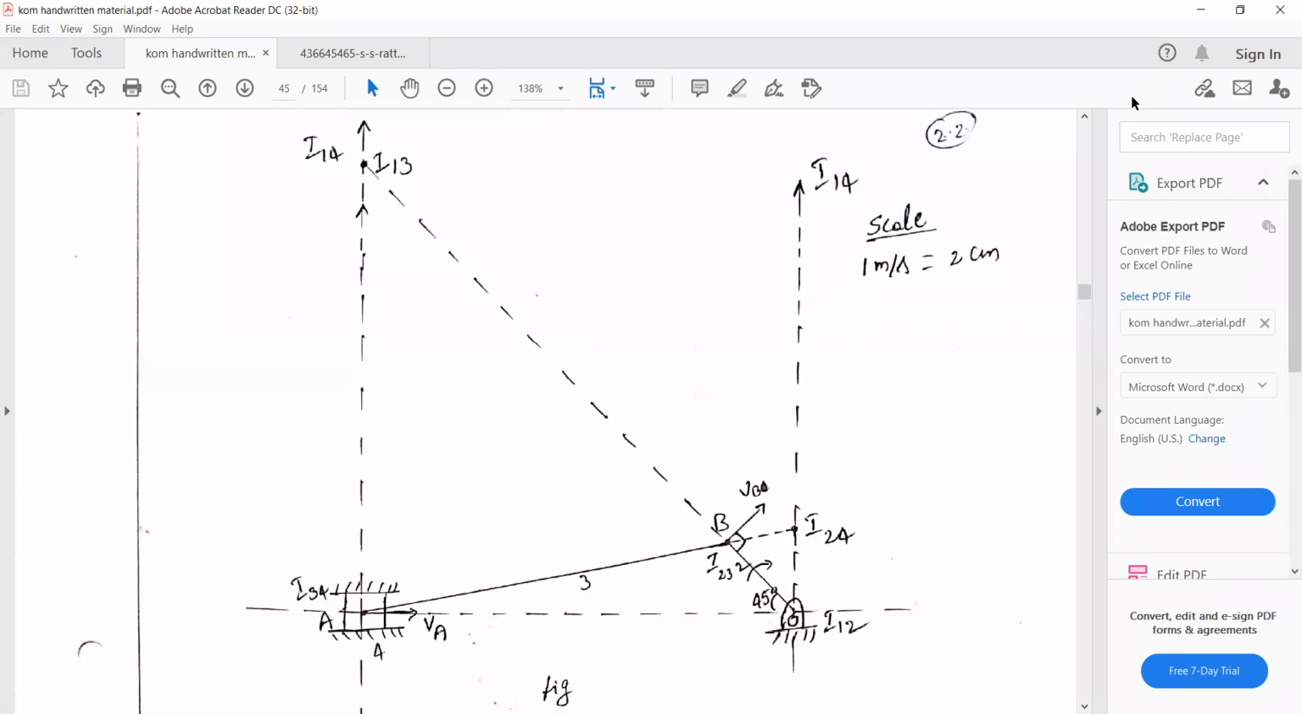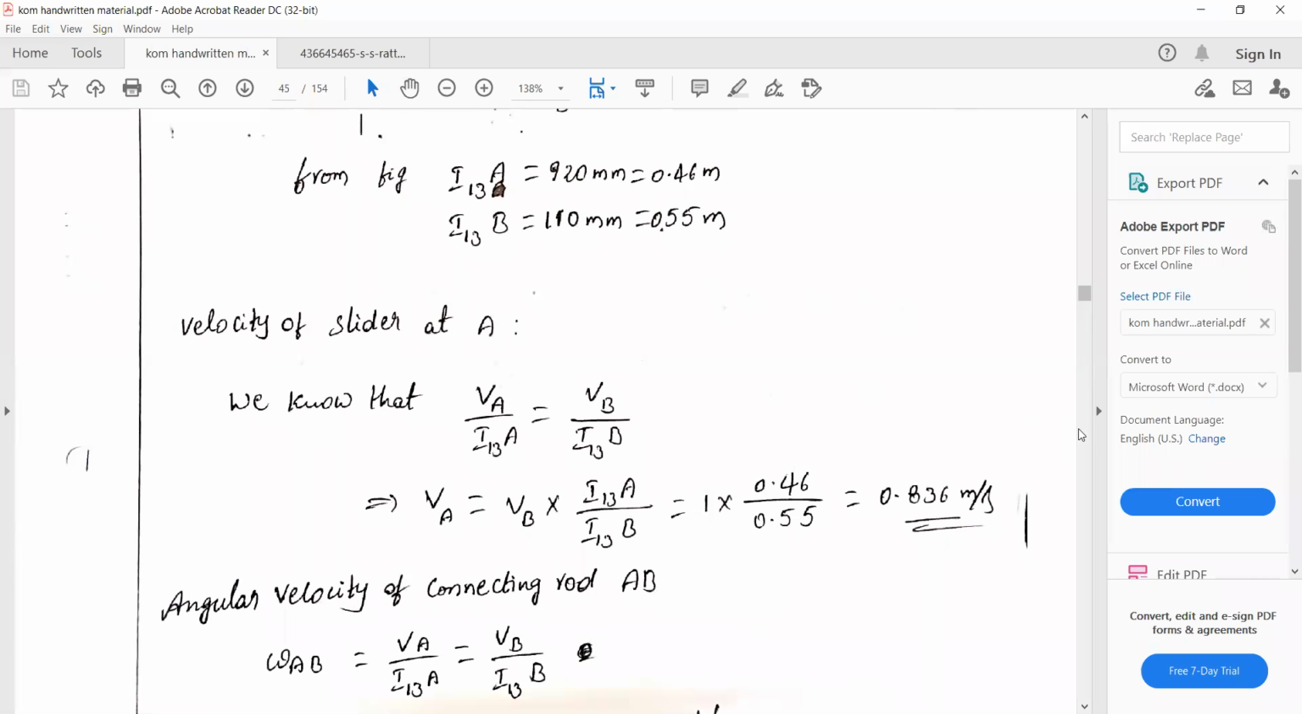Good morning, dear students. Today we have to identify the velocities of the links for a 4-bar chain mechanism by the instantaneous center method.